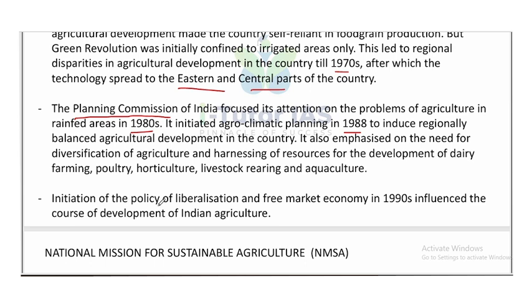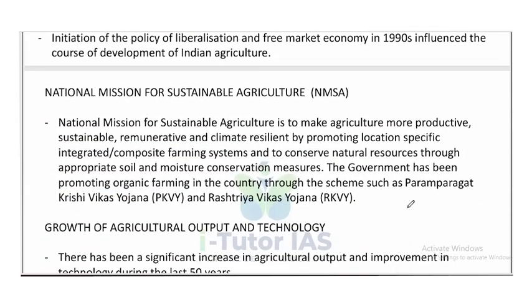Initiation of the policy of liberalization and free market economy in 1990s influenced the course of development of Indian agriculture. Now, National Mission for Sustainable Agriculture, NMSA. NMSA is to make agriculture more productive, sustainable, remunerative, and climate resilient by promoting location-specific integrated or composite farming systems and to conserve natural resources through appropriate soil and moisture conservation measures.